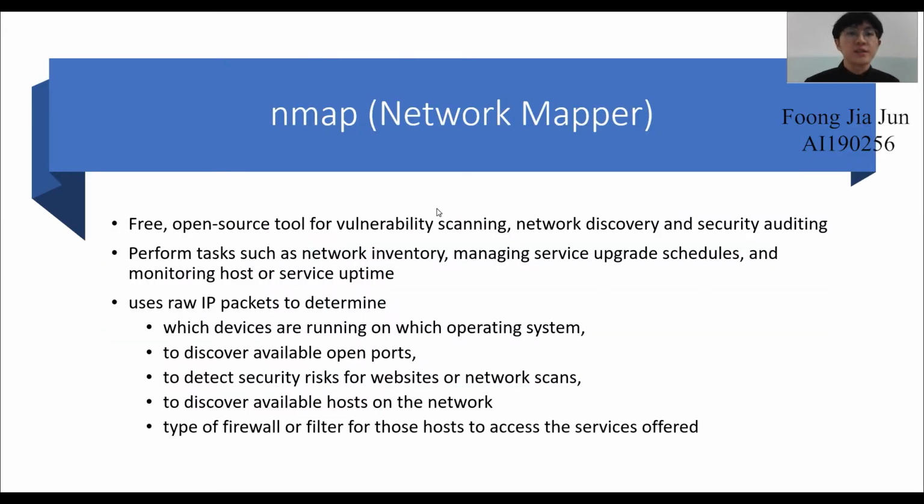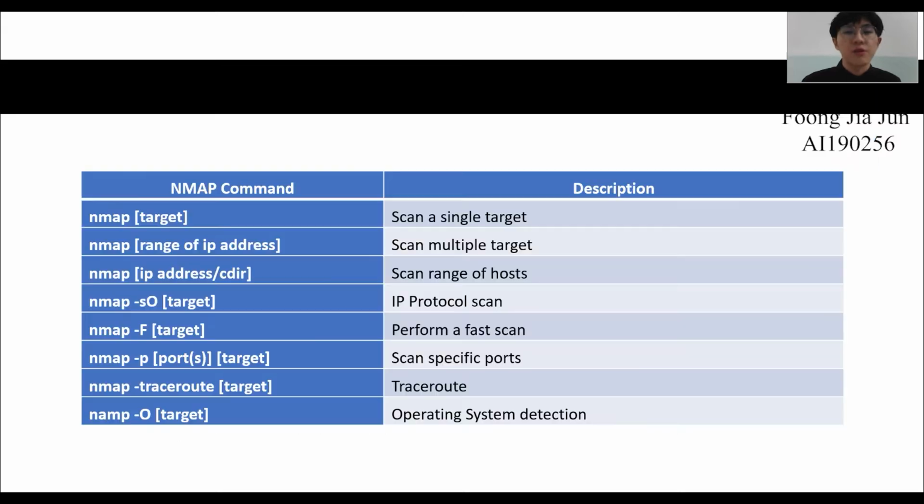And second is nmap. Nmap is a free, open source tool for vulnerability scanning, network discovery, and security auditing. It performs tasks such as network inventory, managing service upgrade schedules, and monitoring host or service uptime. It uses raw IP packets to determine which devices are running on the network, which operating systems they run, to discover open ports, to detect security risks for a website or network scan, to discover available hosts on the network, and the type of firewall or filter those hosts use. And these are several examples of nmap commands.